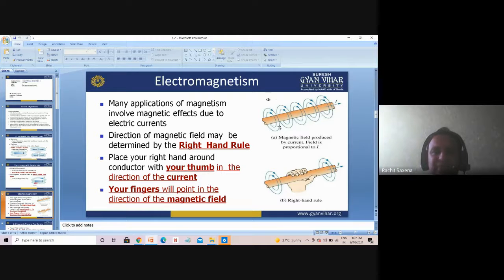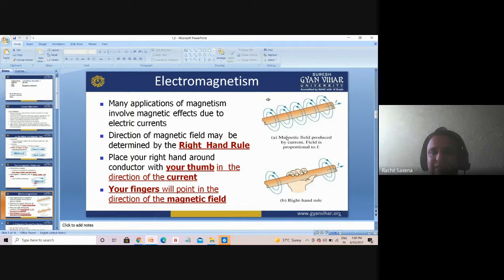So we can say that we have electromagnetism. That is why it is known as electromagnetism: electrical field and magnetic field. Through the electrical field we are getting the magnetic field. Many applications of magnetism involve magnetic effects due to electric current. See here in this diagram, what we are going to understand is a coil, and we are flowing the current I.